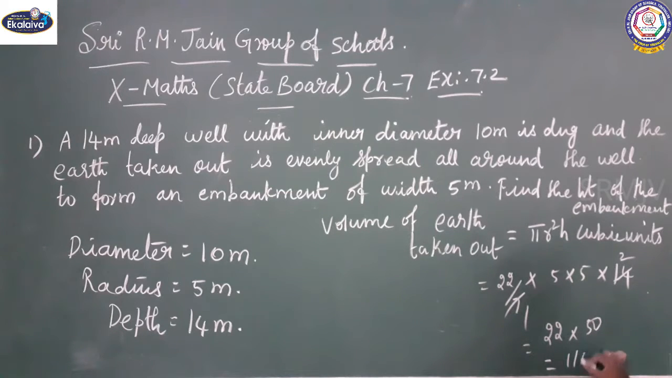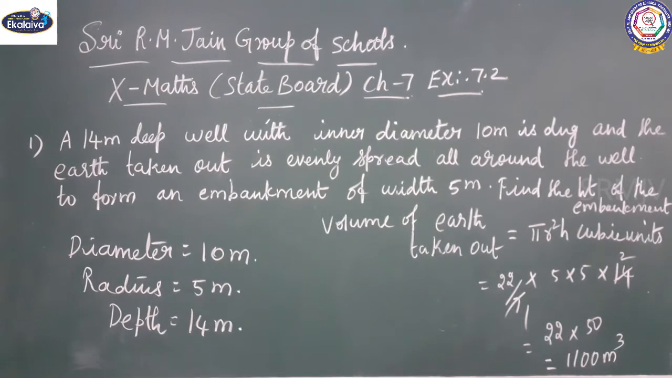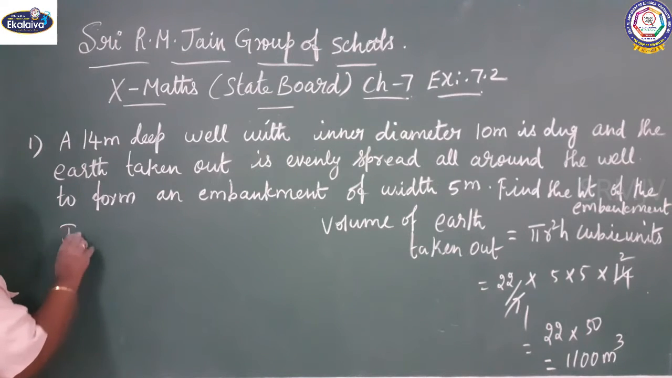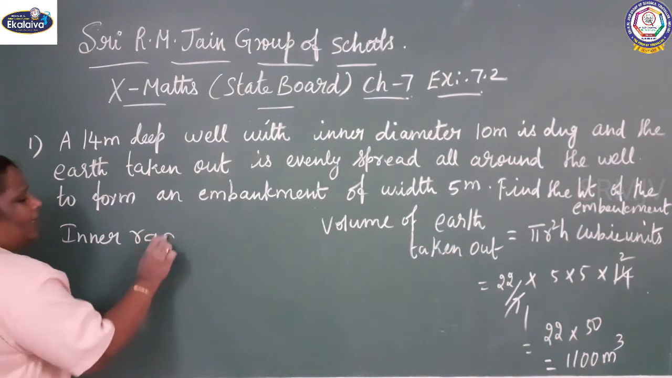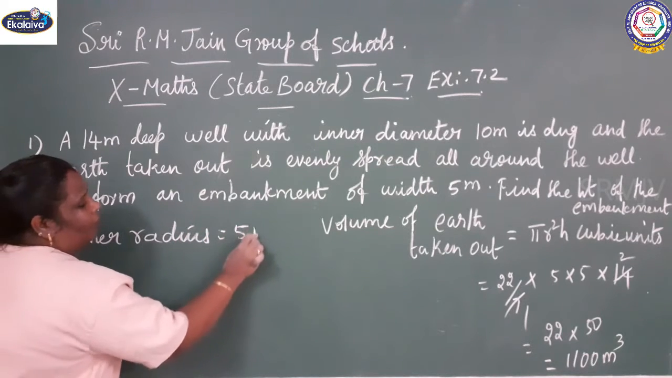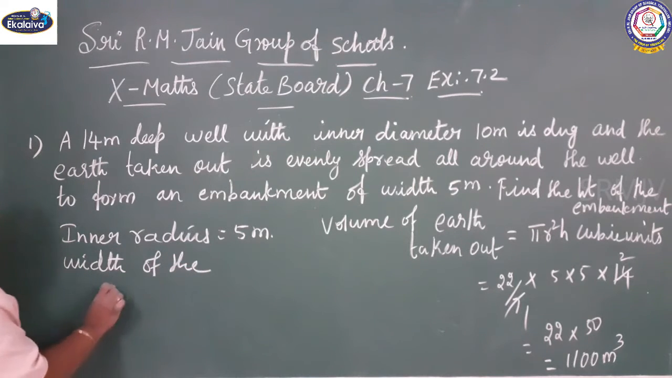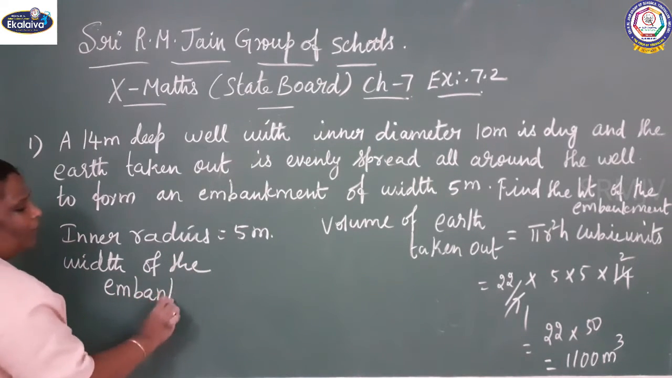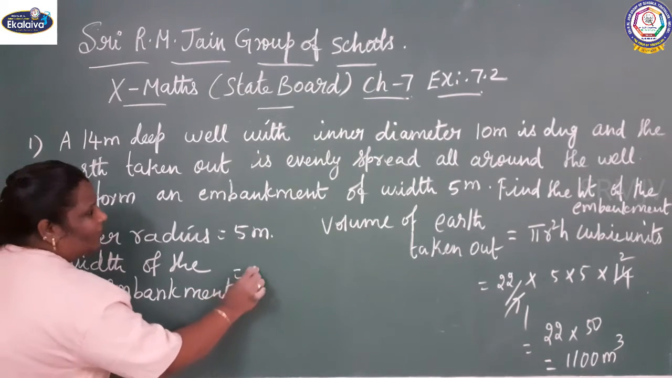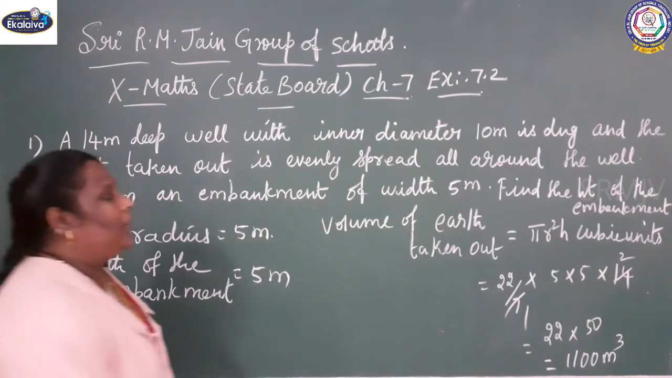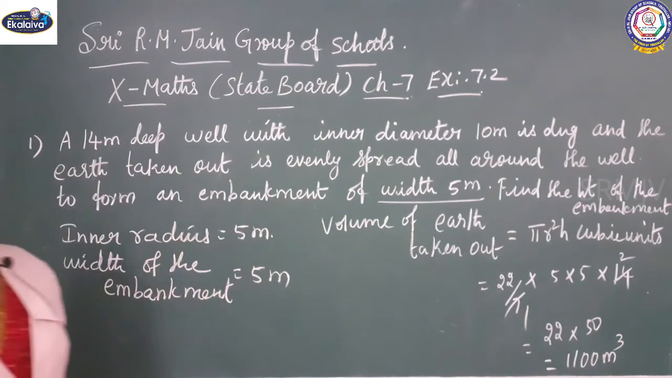The volume of the earth taken out is 1100 meter cube. The inner radius is given as 5 meter. The width of the embankment is also given as 5 meter.